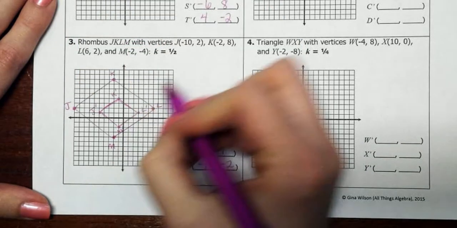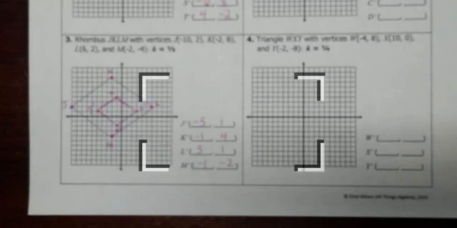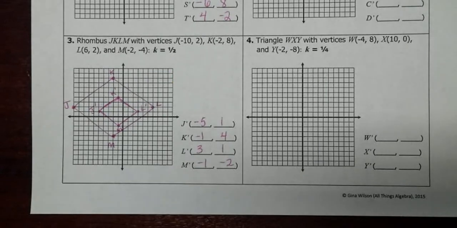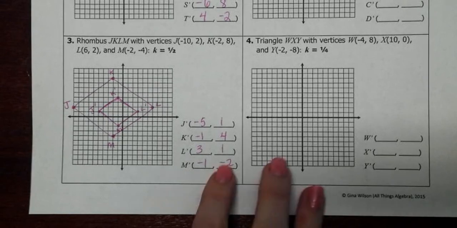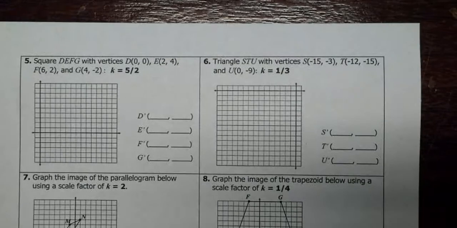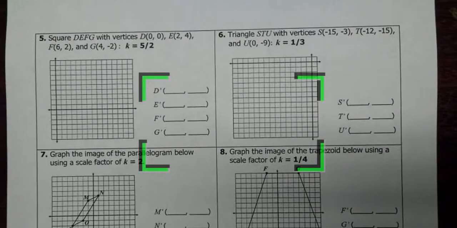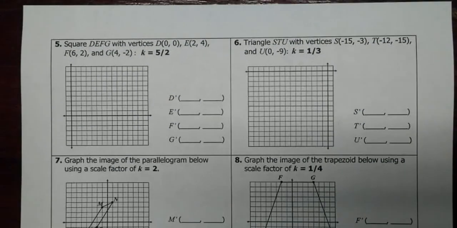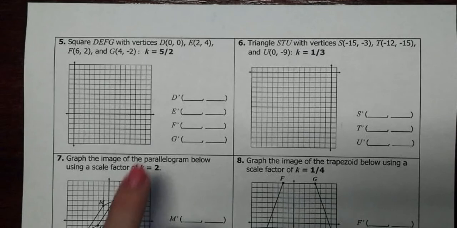Okay, so there's my transformation. Got smaller, got twice as small. Okay, let's look at the back page. Okay, so let's look at number 5. Let's go ahead and plot these points.